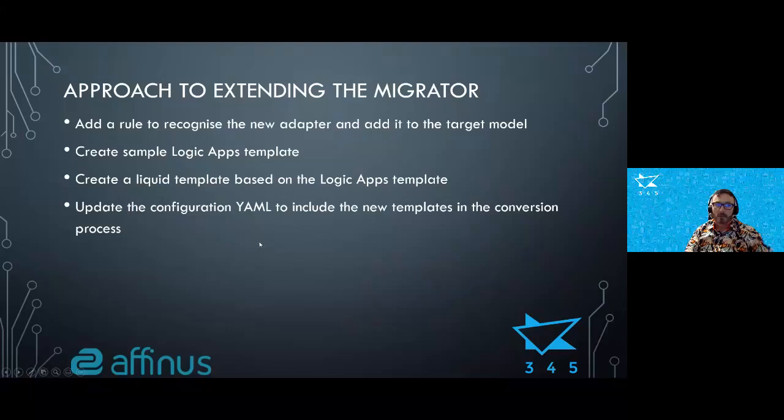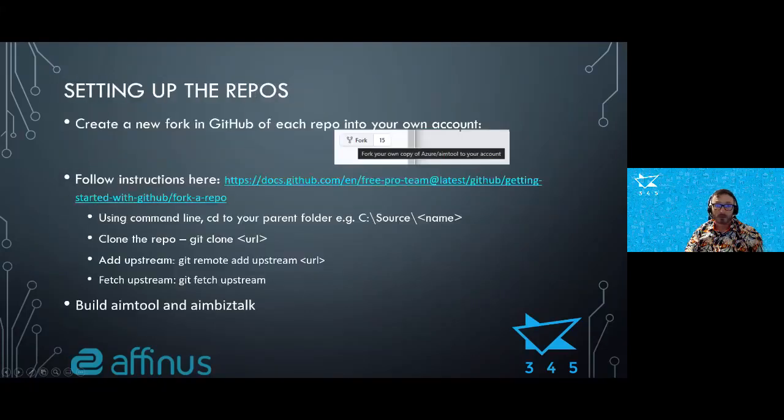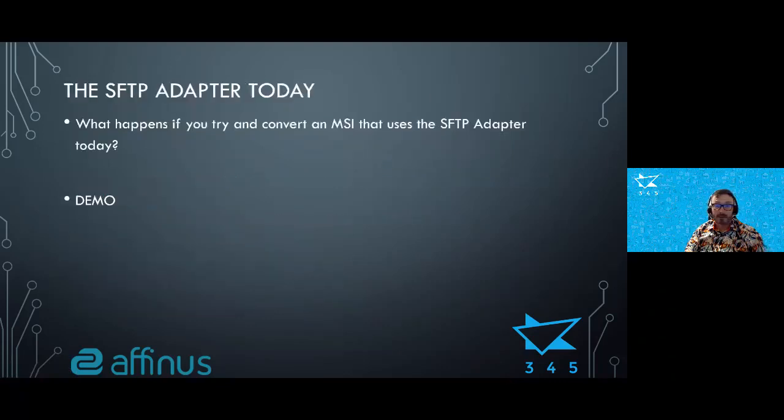And what we're going to do in this session is look particularly at the SFTP adapter. So what happens if you try and convert an MSI that uses the SFTP adapter? The SFTP adapter, as you know, is something that shipped a while ago, and it's actually a third-party adapter. It didn't originally come with BizTalk. So if you had BizTalk and you wanted to support SFTP, you could install this other adapter, and that would allow you to use SFTP. That isn't part of the standard feature set that the BizTalk Migrator currently supports.